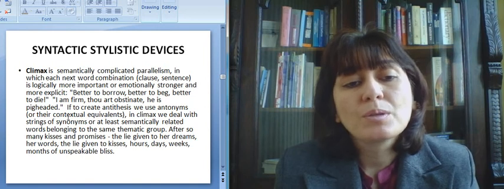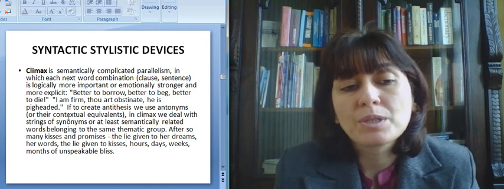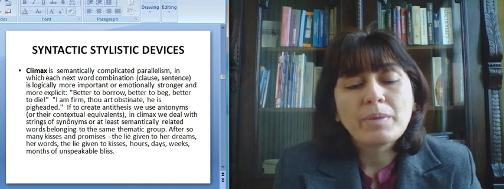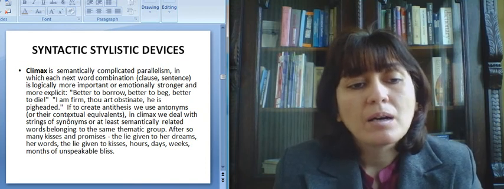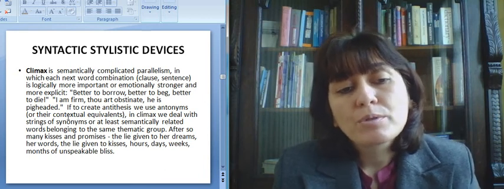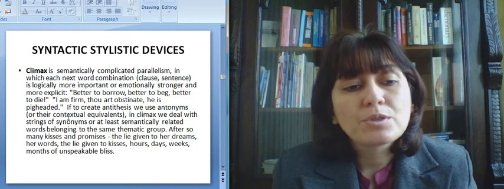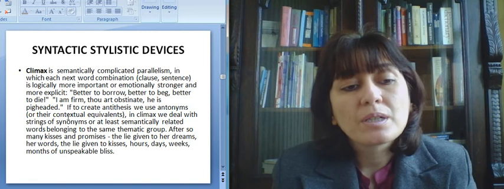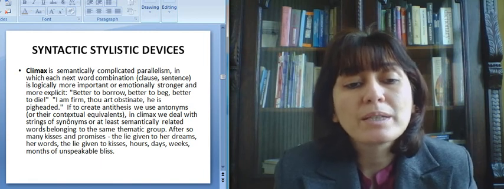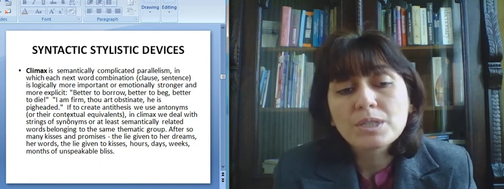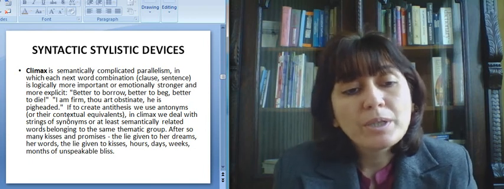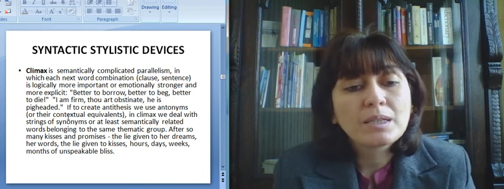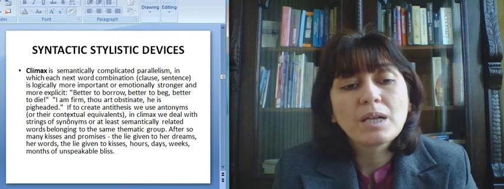Climax is semantically complicated parallelism, in which each next word combination, or clause, or sentence is logically more important or emotionally stronger and more explicit. Better to borrow, better to beg, better to die. I am firm, thou art obstinate, he is pig-headed. If to create antitheses we use antonyms or their contextual equivalents, in climax we deal with strings of synonyms, or at least semantically related words belonging to the same semantic group.